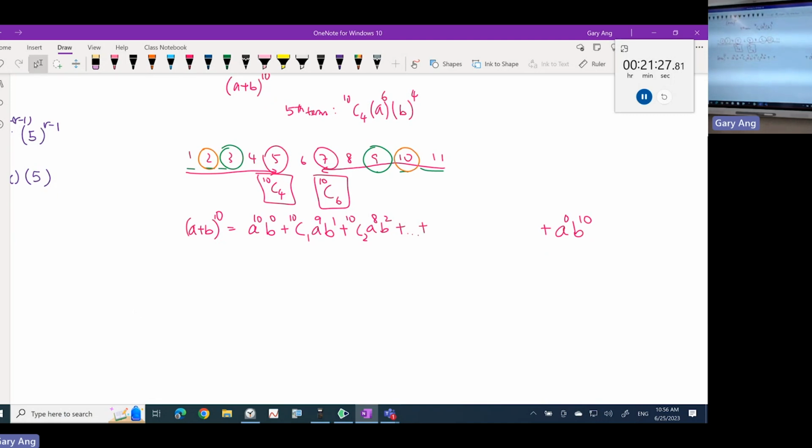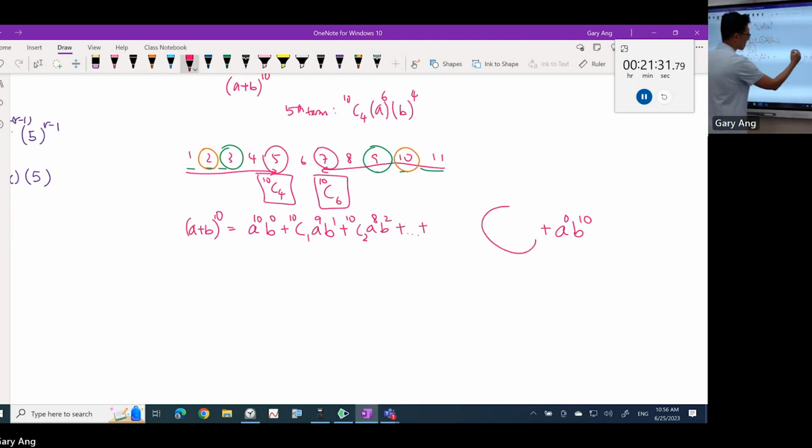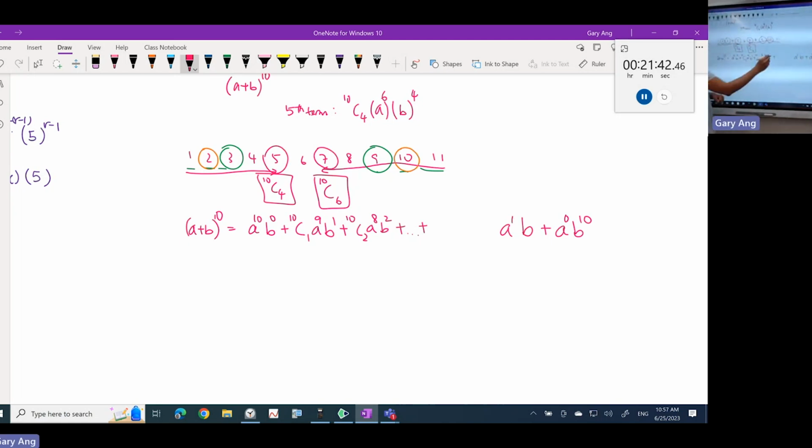Let me ask Dragon. Dragon seems to know everything. Second last term, Dragon. Okay, we start slow. You tell me what is the A power, what is the B power first? A power 1, B power 9. Okay, and then the coefficient? 10C9. Okay, very good. But the 10C9 is not very important because we understand that this must be the same as this. Okay, so that one we understand already.